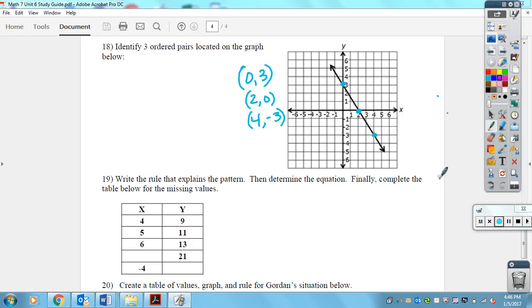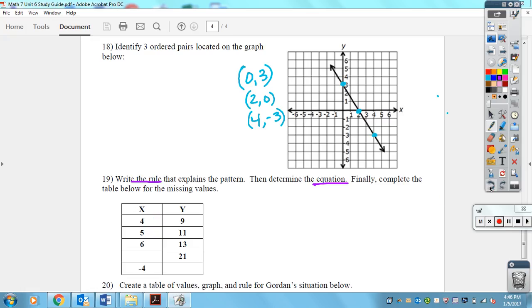Write the rule that explains the pattern, then determine the equation. Finally, complete the table for the missing values. So writing the rule to me looks like, well, from 4 to 9, I could just think about adding 5, but if I add 5 here, you can't add 5 there, and you can't add 5 there. That's not working for the second two, so it's not as simple as adding 5. It's got to be something else.